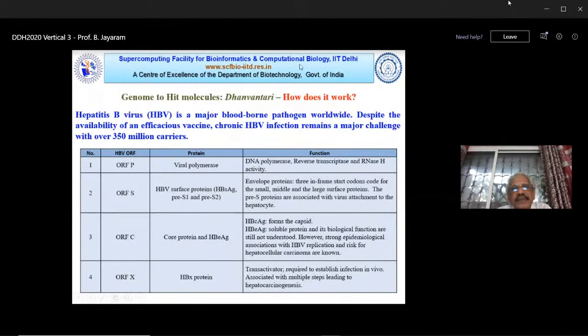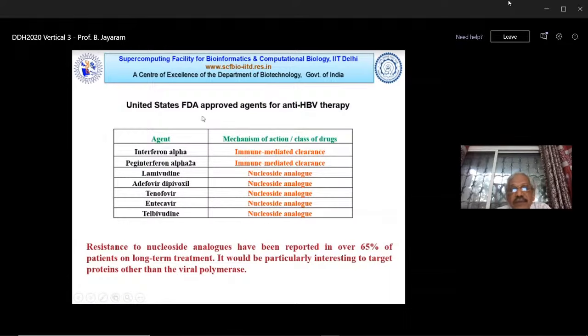So HPV virus is a nuisance. We want to get rid of this HPV virus, right? And what's known about it? Well, there are 4 ORFs, open reading frames, and the function of the proteins expressed by these ORFs is also known. And what is also known is that there are a few FDA approved agents, nucleoside analogs mostly. So due to resistance to these nucleoside analogs, it's expected that newer drug molecules will be helpful, are essential at this stage, and targets other than viral polymerase are preferred.